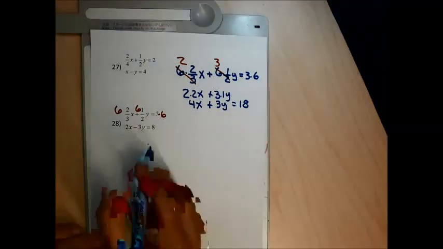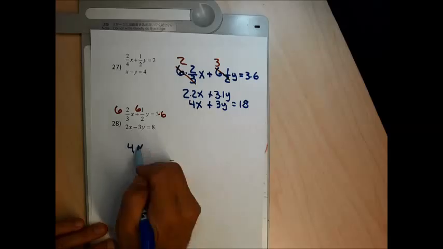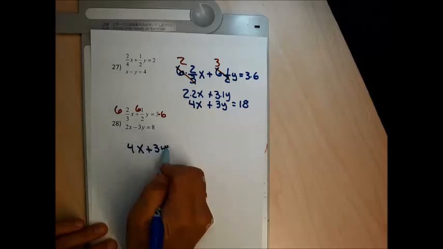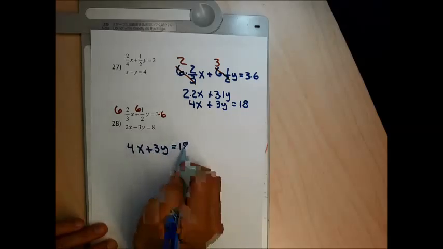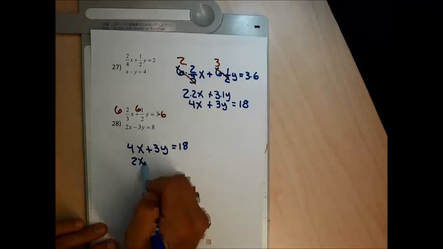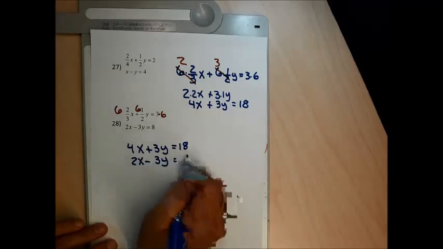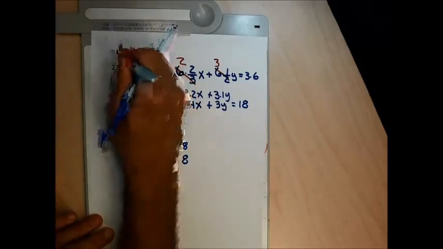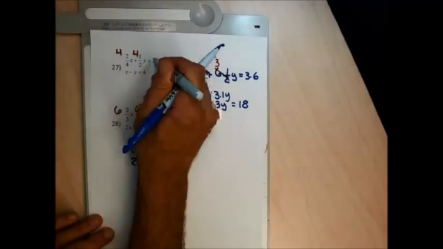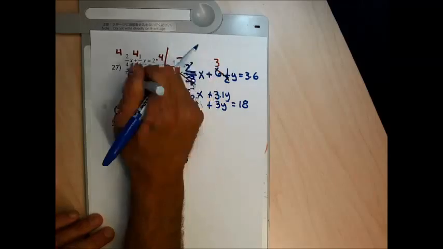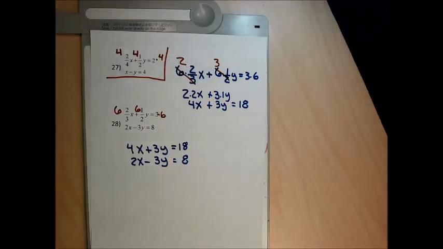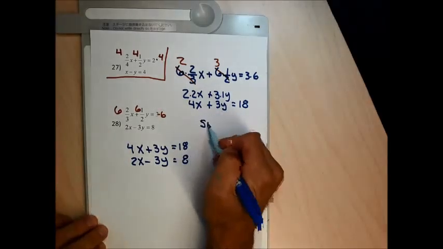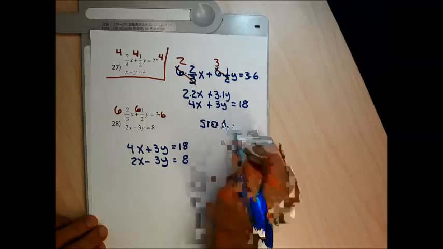So I'm going to work with this system of equations: 4x plus 3y equals 18, and 2x minus 3y equals 8. Probably when you go to do number 27, you should multiply everything by 4 in the top equation to get your fractions handled. So now I'm going to solve this system. Step 1 is already done. The x's and the y's are lined up.